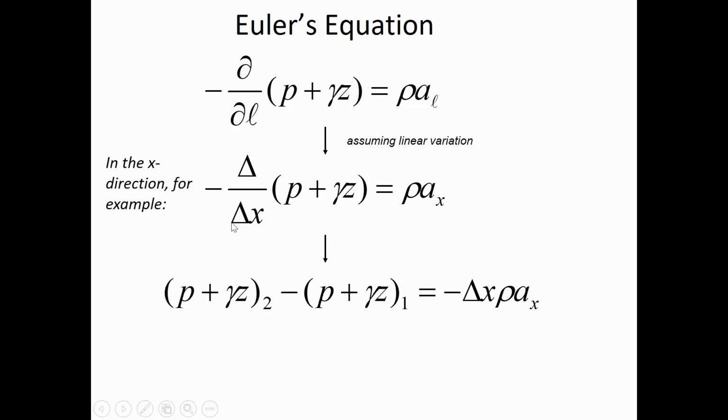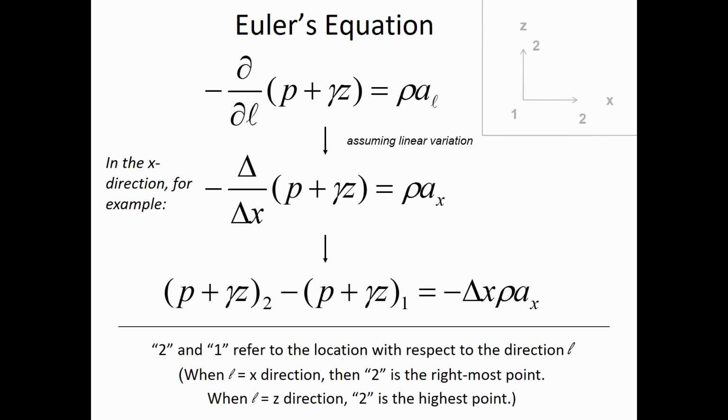And so our definition for what's location 1 and what's location 2, remember, the convention is that if we're solving for some acceleration in the x direction, then 2 is going to be the spot that has more distance in that x direction. And 1 would be the point that's further to the left, or having less x. If the acceleration is vertical, then number 2 will be the one that has the most vertical elevation, and number 1 is the spot that has the least vertical elevation.